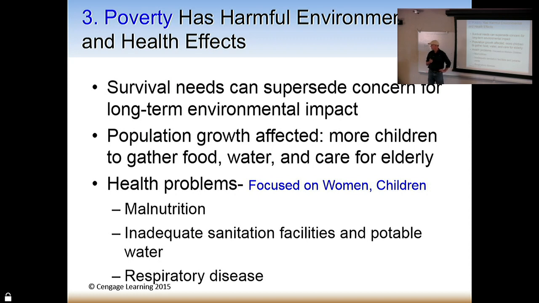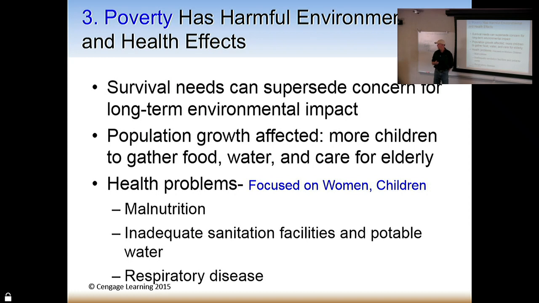So population growth is affected. More children to gather food. Why would people want to have more people in these societies? Well, they think, if I have more children, they can help gather food. They can collect water for me. They can walk down to the local stream, get water for me, and they can care for me in my old age. So in certain cultures, that's how they think about children. They don't realize that by having more children, they're making the problem worse.